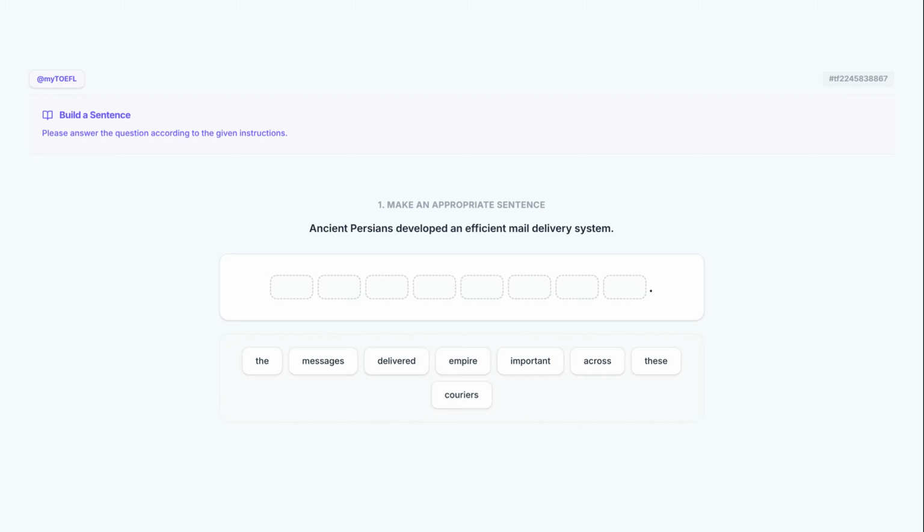Welcome. I'm your TOEFL writing coach. Today, we're diving into the Build a Sentence task, a vital part of demonstrating your grammatical precision. We'll start by analyzing a context sentence to predict the logical flow, and then we'll carefully arrange scrambled words to construct a perfect response. Let's get started.